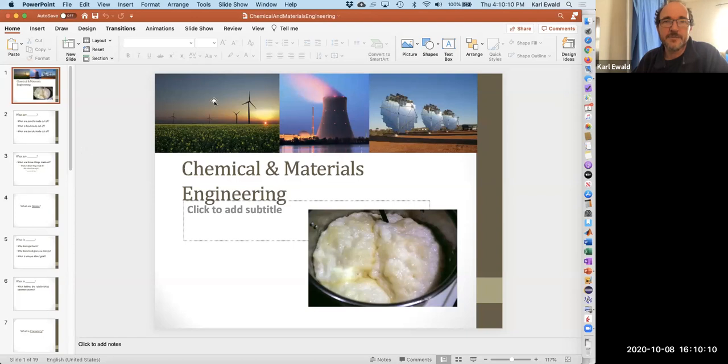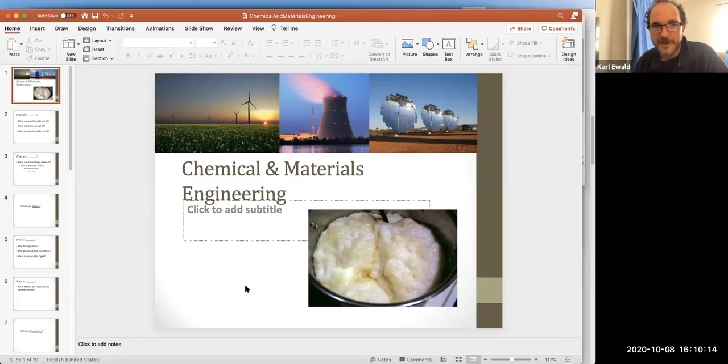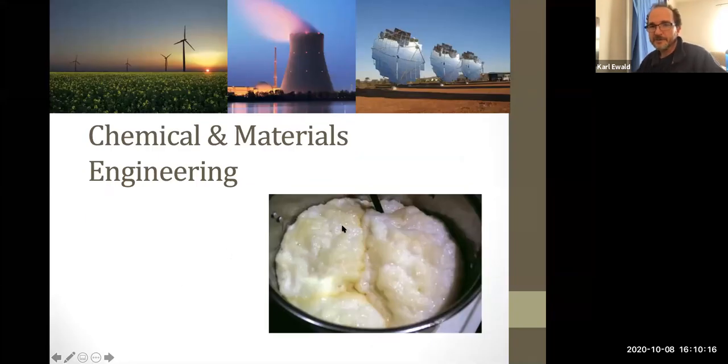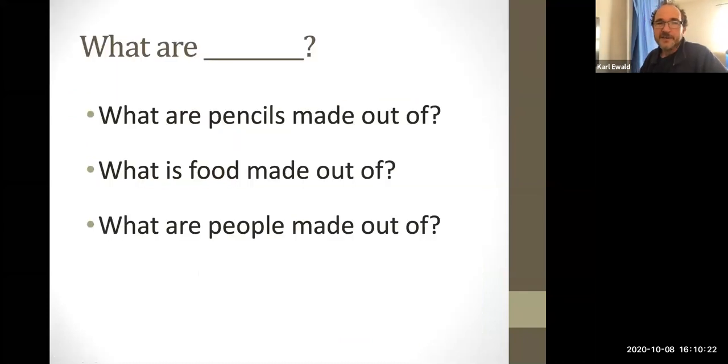It's kind of set up like, I think it's Jeopardy. So there's kind of this question, and we're looking for that blank. And so, when we consider these questions, what are pencils made out of? What is food made out of? And what are people made out of? What are some of the answers we might have to that question?